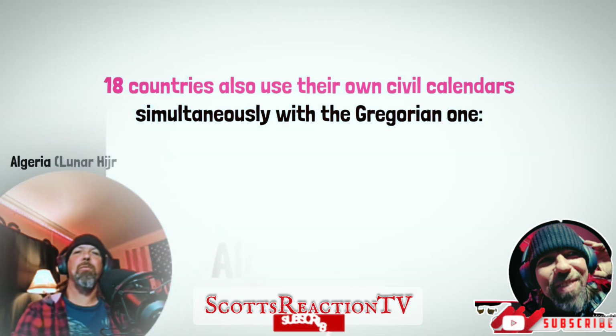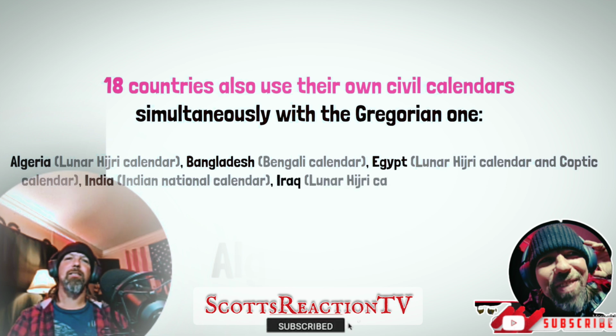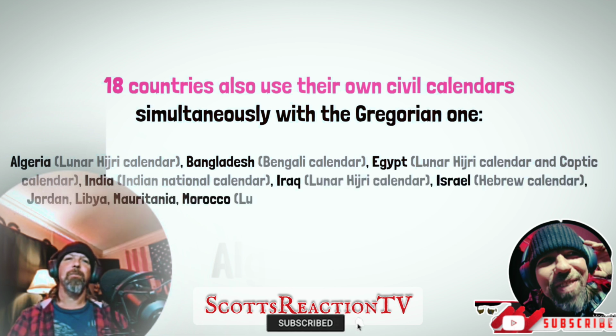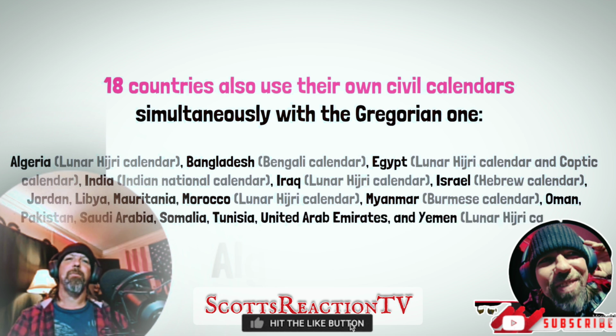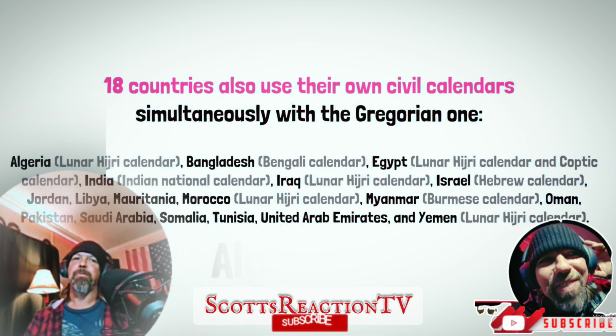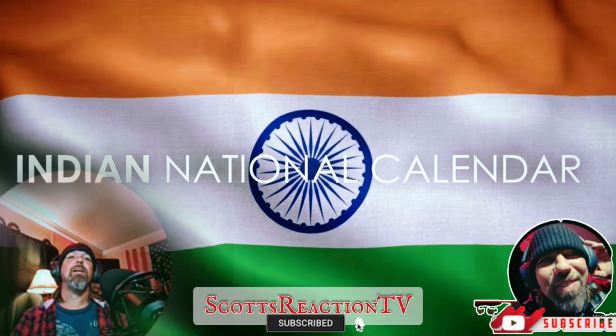Nigeria, Bangladesh, Egypt, India, Iraq, Israel, Jordan, Libya and Mauritania, Morocco, Myanmar, Oman, Pakistan, Saudi Arabia, Somalia, Tunisia, the United Arab Emirates, and Yemen. We can't go into all of them, so let's look at two to understand some of the differences. First, the Indian National Calendar.